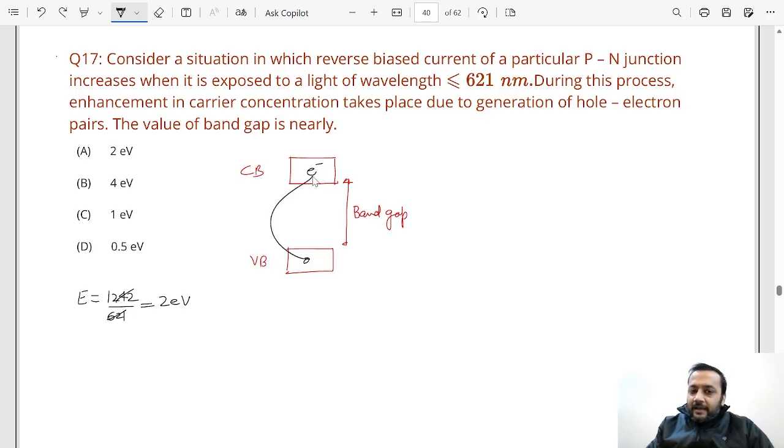Hence we can say that the band gap will be 2 electron volt, because if the energy of the photon falls below 2 electron volt, then the electron will not be able to make this transition. That means the band gap must have been 2 electron volt. That is the idea. If the energy of the photon is more than 2 electron volt, which happens when the wavelength is less than 621, then the electron will make the transition even more easily. I hope you have understood.